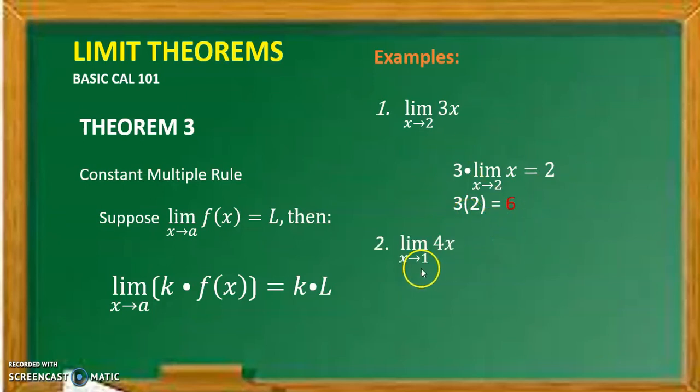Another example. The limit of 4x when x approaches 1. So, anong gagawin natin? Ilalagay natin ito sa harap, and kukunin natin yung limit ng variable or yung function. So, that means 4 times the limit of x when x approaches 1, and therefore that is 4 times 1, which is equal to 4. Okay, so malinaw.